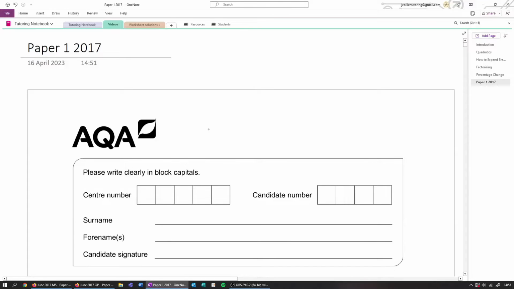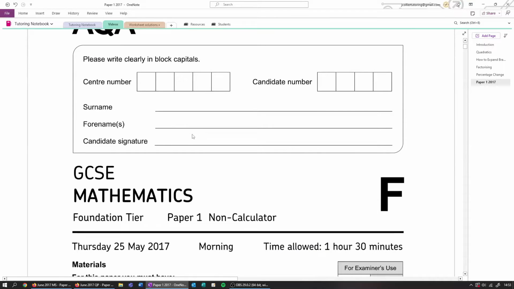This video is going to be quite a long one. I'm going to do the past paper, that is the paper 1 AQA Foundation from 2017. So let's read through the front. You would fill in your centre number, which will be this 5-digit one, your individual candidate number, then your surname, then your forename, which is just your first name, and then your signature.